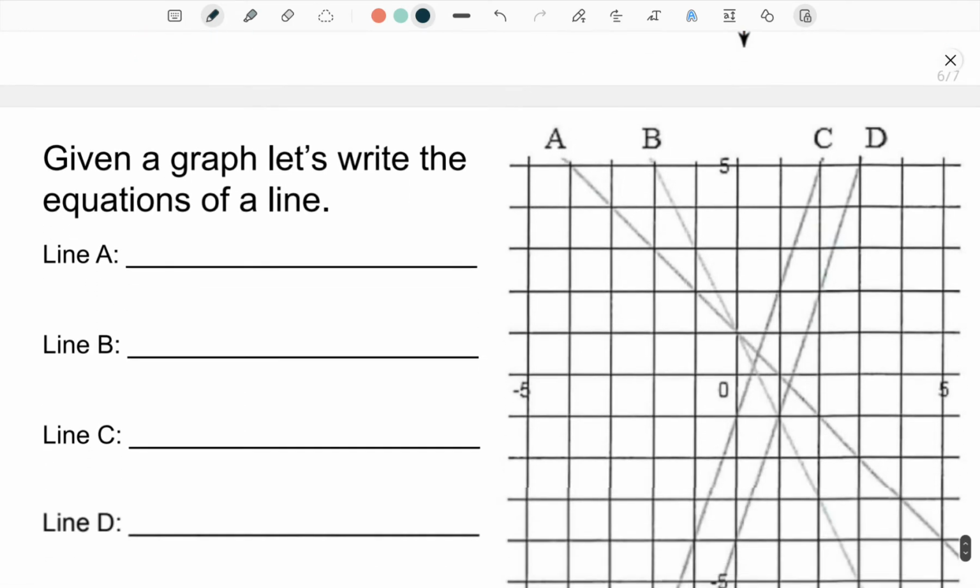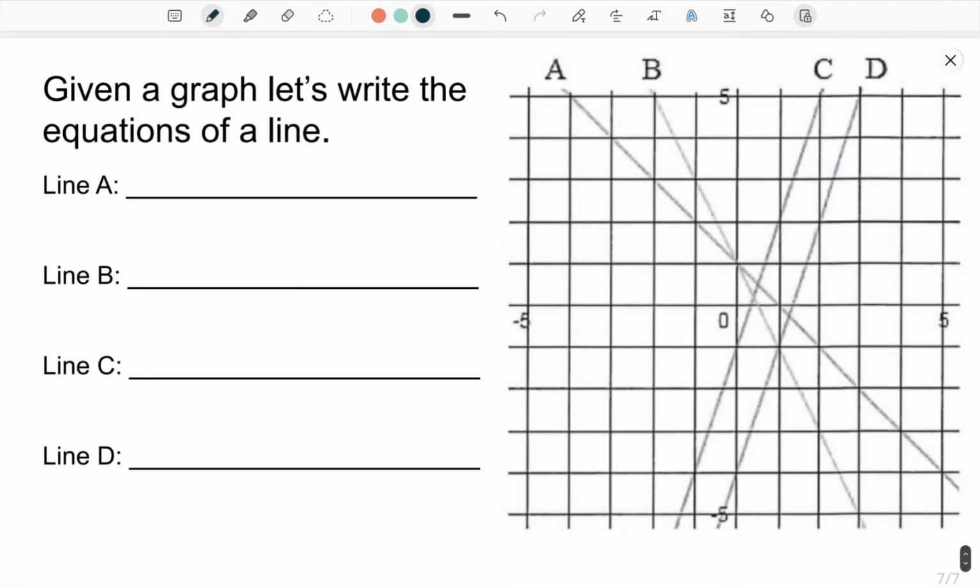Now let's go backwards. So what if we have graphs? Let's just remind ourselves of how to get the equation of the graph. So we'll just go in order A, B, C, and D. They're a little faint on here, but A is this one here, so I'll draw it in red. I'll go over it in that.